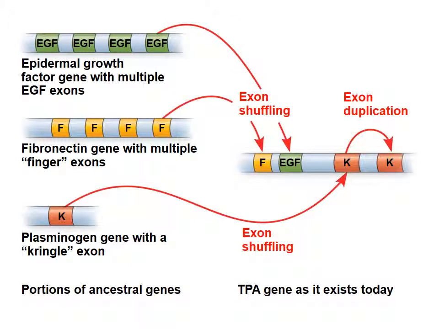So here we're just showing you ancestral genes that led to a TPA gene as it is today. So we took an exon from epidermal growth factor, a fibronectin exon, and a plasminogen gene with a Kringle exon. And now if we look at the TPA gene as it is today, you can see it's got those pieces of exons from other genes.